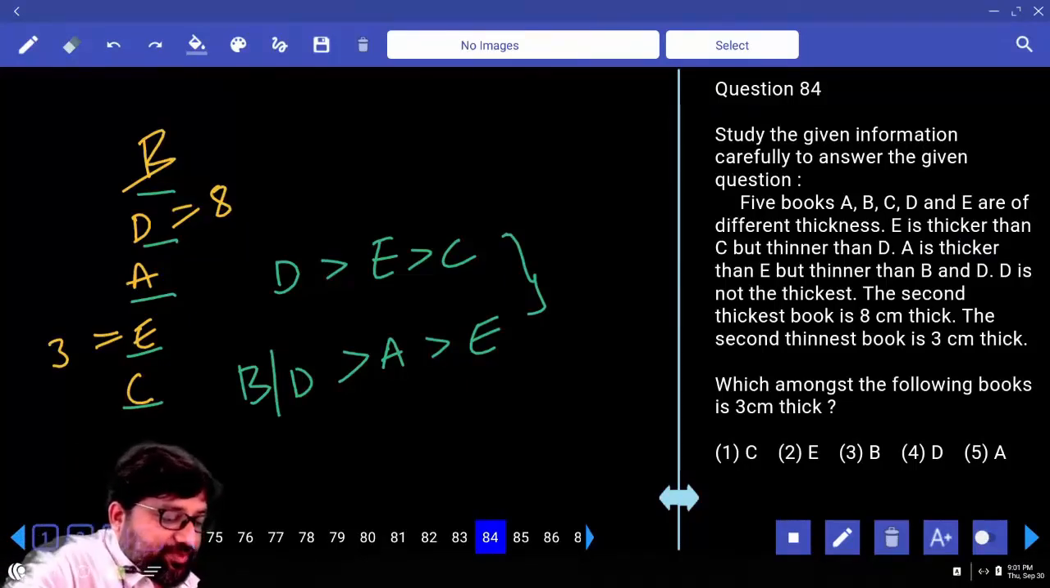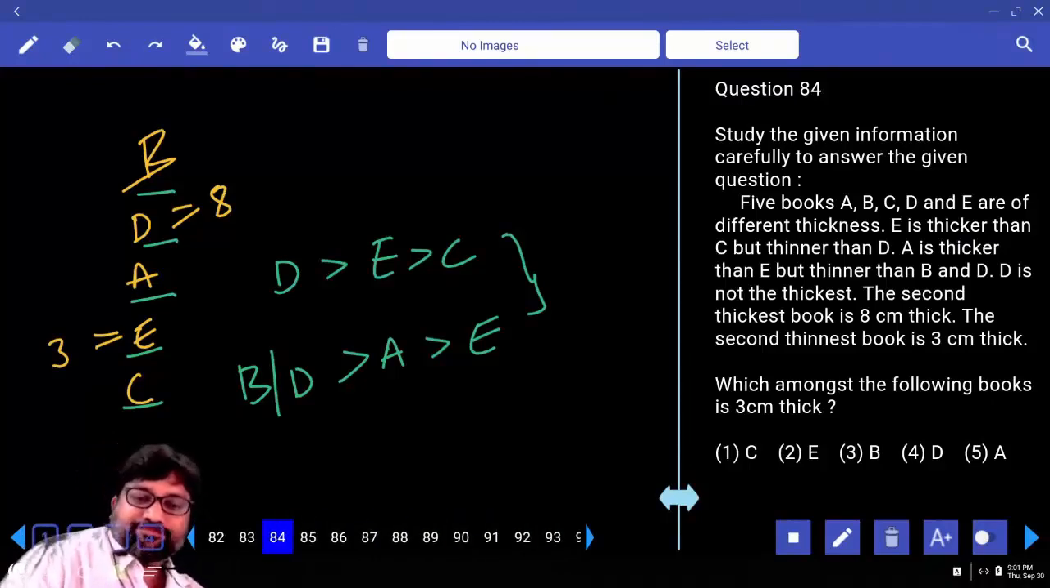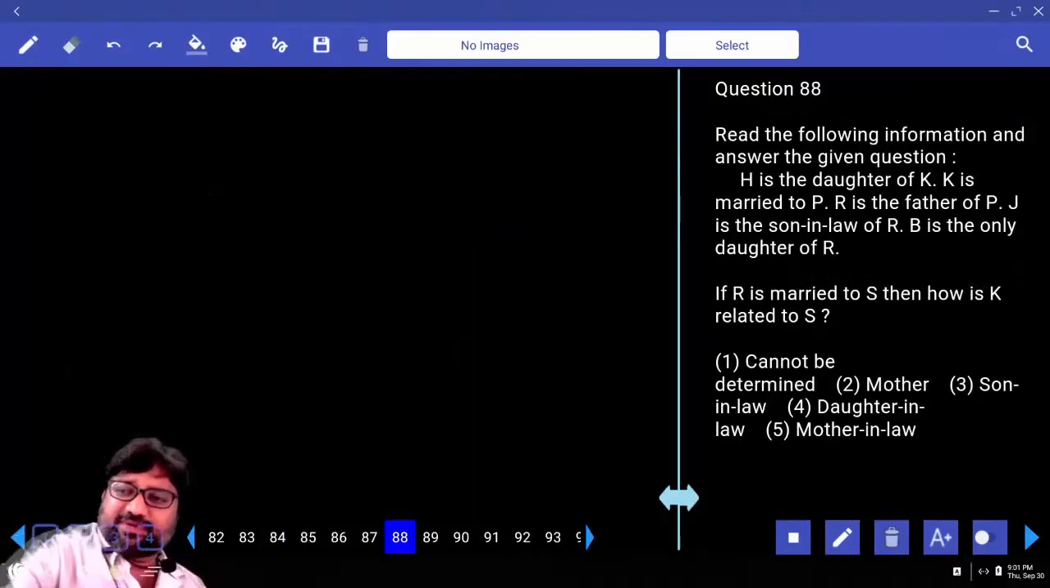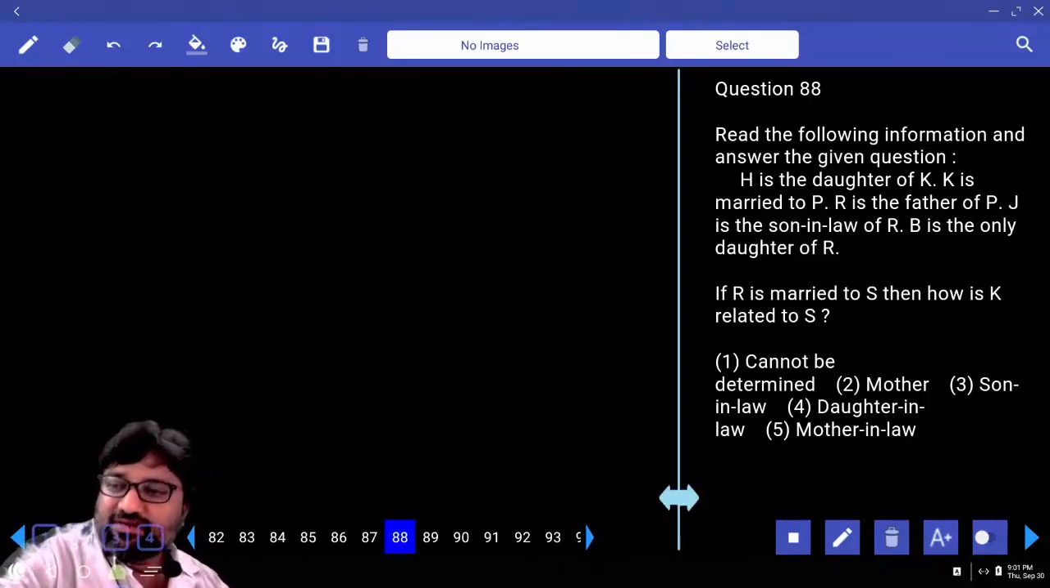This is how you prepare for the exams. Speed is important for us. Accuracy is important for us. So we are done with this. Next puzzle, 88. I won't say this is a puzzle, but this is on blood relations. What is this question based on? Blood relations. What's the point here?